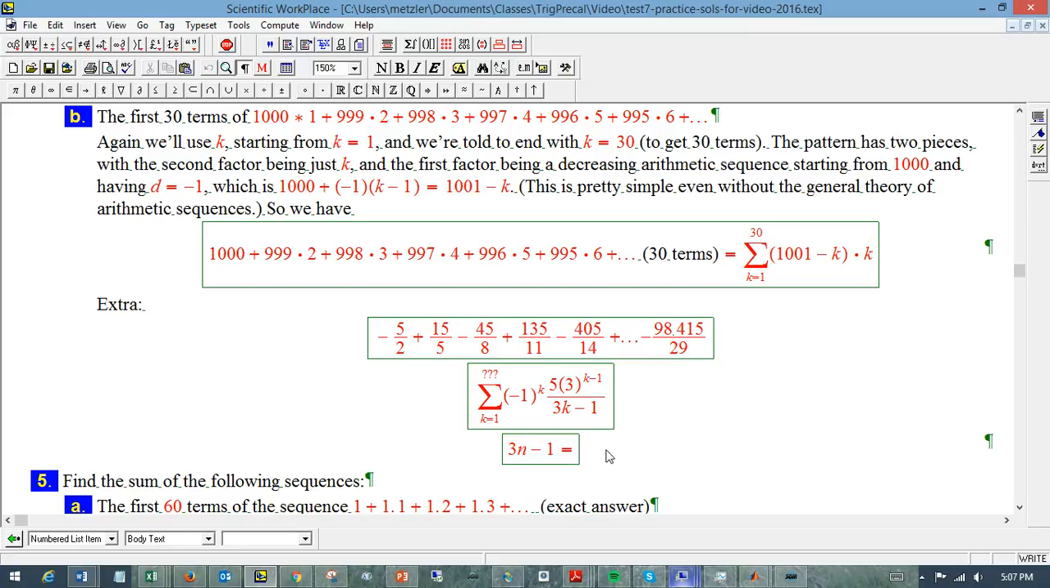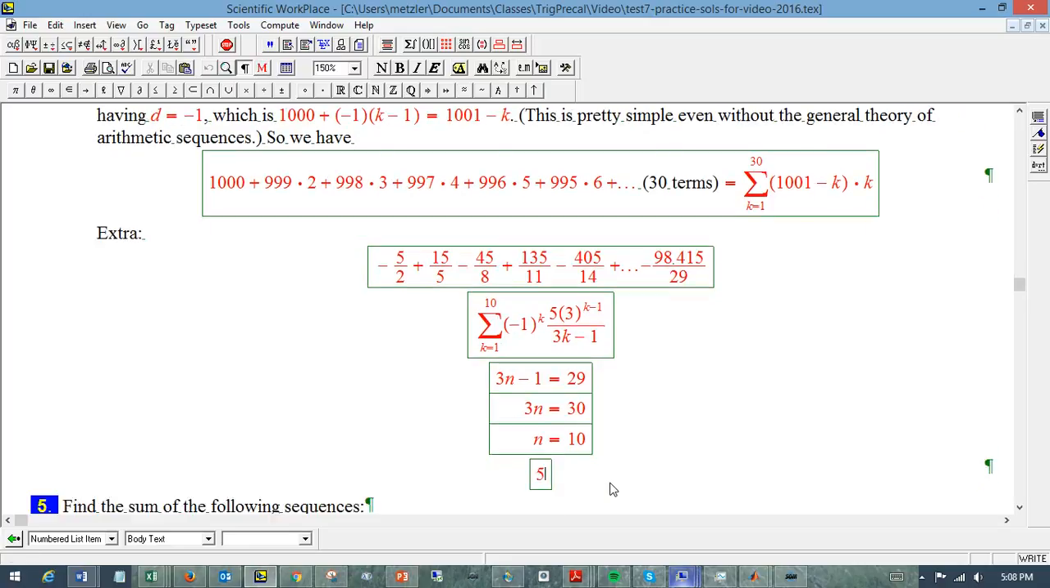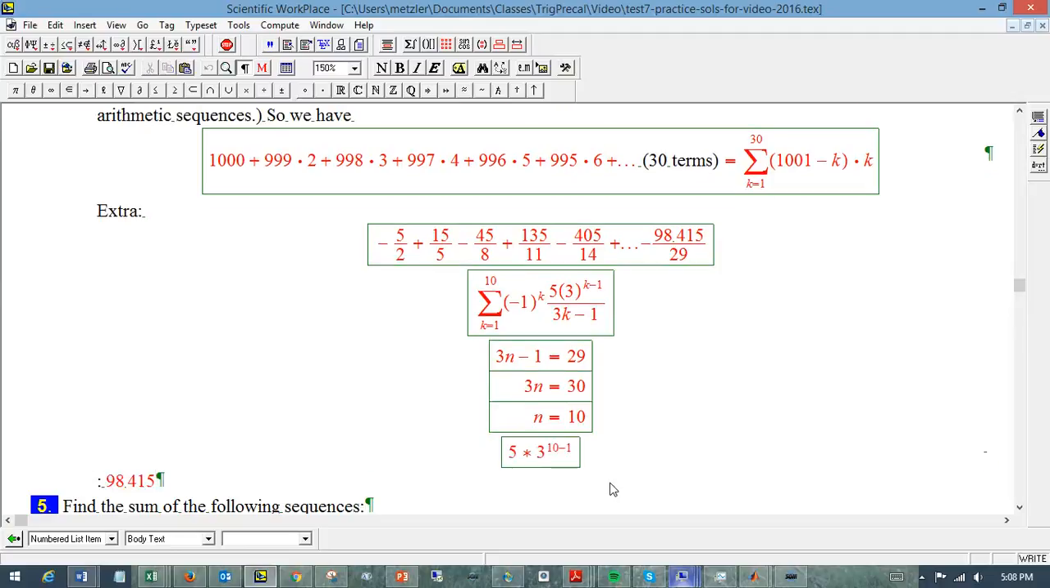If that doesn't make a lot of sense to you, I wouldn't worry too much about which letter you use. 3n minus 1 is supposed to be 29. Okay. So 3n equals 30, n equals 10. Okay, so there's 10 terms in this thing. And then we really should do a double check and see if they're really confusing us by putting something in there that's wrong. But we can check. I hope I did it right. 5 times 3 to the 10 minus 1, yeah, 98,415. I just evaluated that. So this is indeed correct.